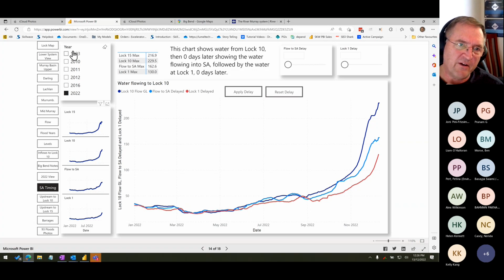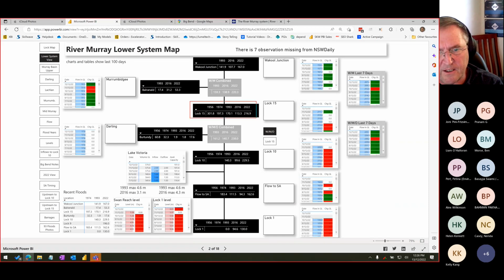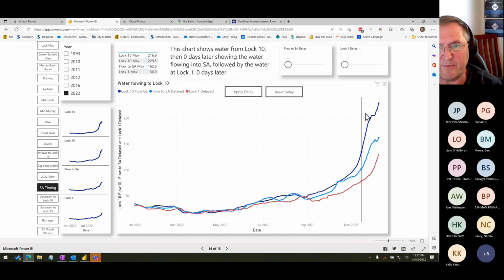So maybe I don't have a little thumbnail. Just let me come back to the system map first. What I'm looking at now is Lock 15, Lock 10, the flow to South Australia, and Lock 1. So these are basically the 4 data points I'm going to look at on this new report that I've created. If we have a look at the SA timing, you can see here that Lock 15 is currently at close enough to 217 gigalitres a day. And by the time we add in the Darling, we're up to 230. So Lock 10 is already at 230 gigalitres per day. So that's this dark blue line.